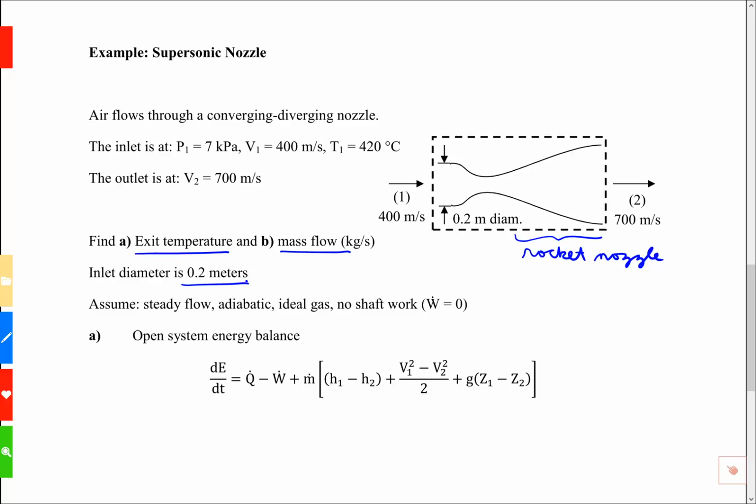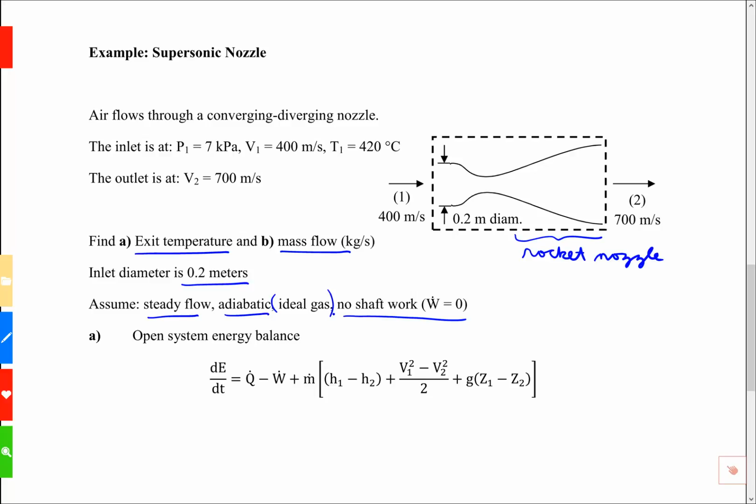Okay, for a nozzle, the standard assumptions are steady flow, adiabatic, that is to say things happen too fast for heat transfer, and there's no shaft, so there's no shaft work. We're also using air, so we're going to include the ideal gas law.